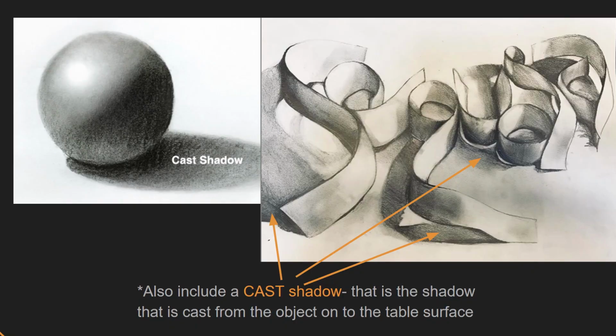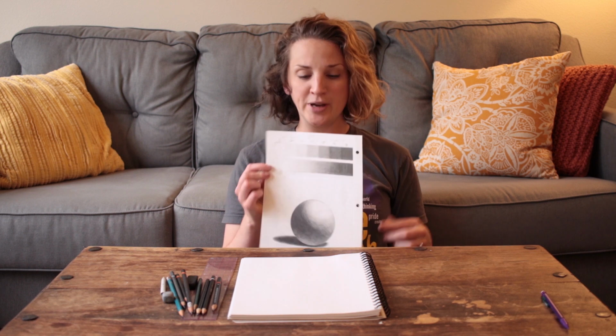Also remember to include the cast shadow, because that helps it look grounded and real, and most of the time things do have a cast shadow unless they're floating in the air. Also keep in mind this value scale and gradient as you draw, because I want you to show the full range of value in your highlights and shadows.